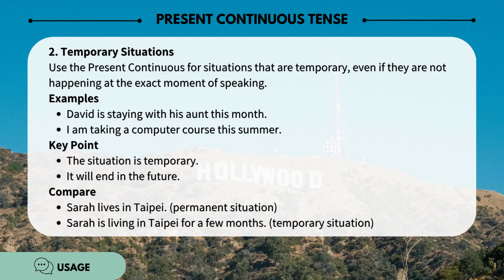Now compare these two sentences. Sarah lives in Taipei. This sounds permanent or long-term. But if I say, Sarah is living in Taipei for a few months. Now it sounds temporary. Maybe she's studying there or working on a short project. So remember, the difference isn't the place. The difference is how the speaker sees the situation, permanent or temporary.